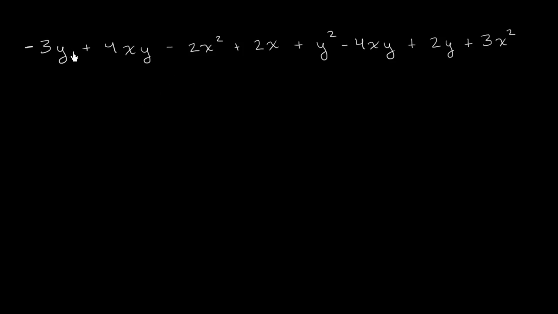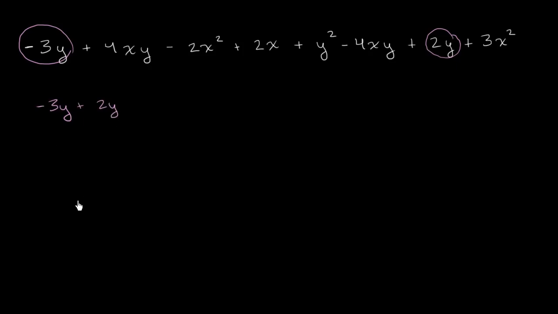So first, let's think about the y terms. So you have a negative 3y there. Do we have any more y terms? Yes, we do. We have this 2y right over there. So I'll just reorder it. So we have negative 3y plus 2y.